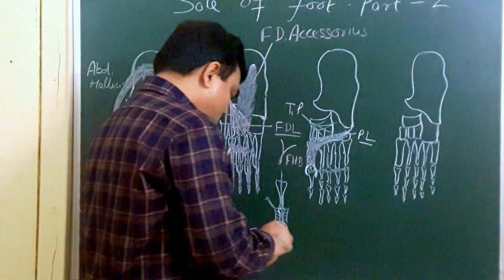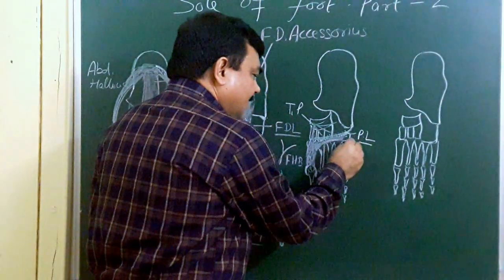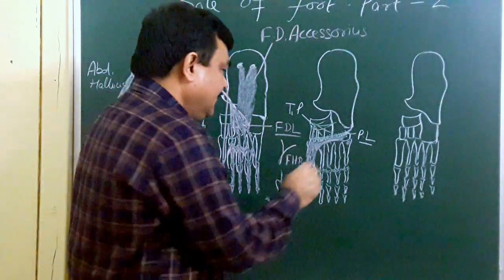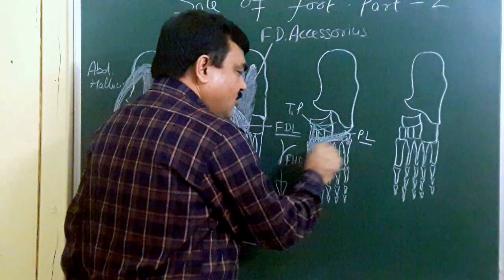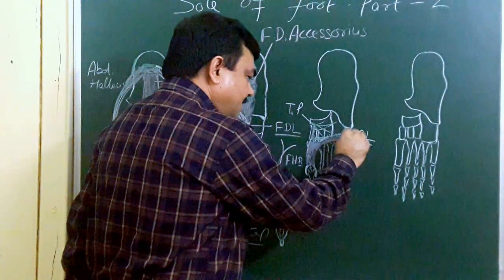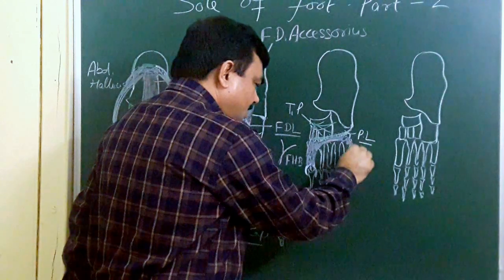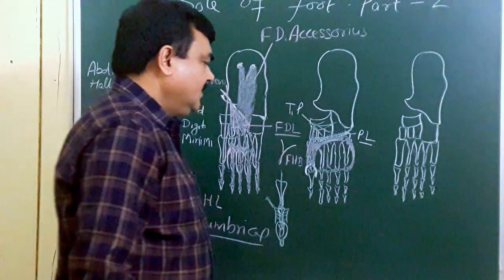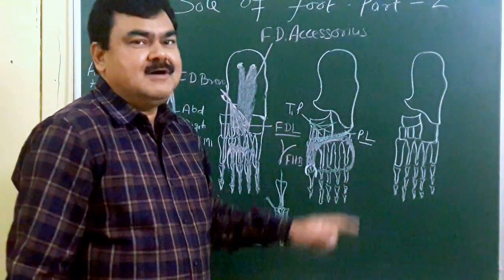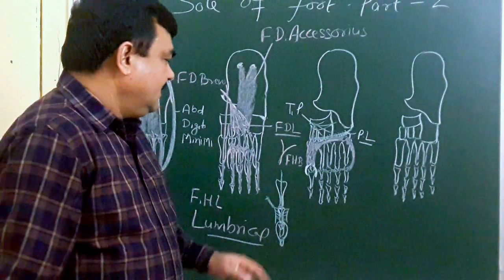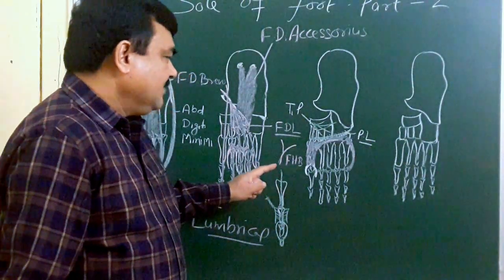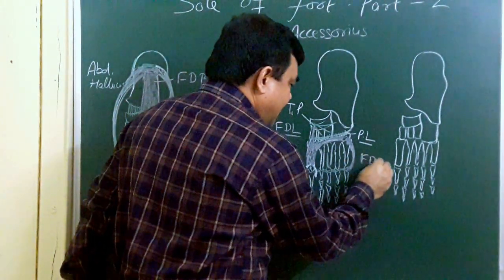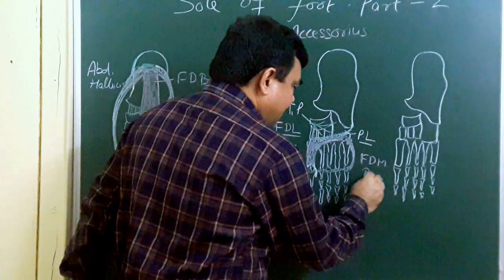Another muscle takes origin from here. This is the fifth metatarsal and the adjoining part is the cuboid. From here it takes origin and is inserted on the base of the proximal phalanx of the little toe. This is flexor digiti minimi brevis.